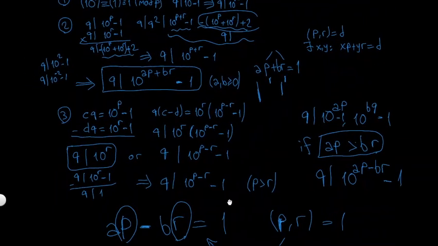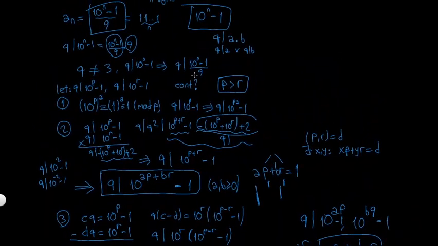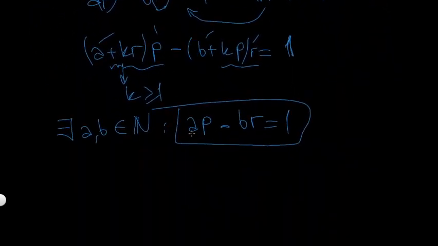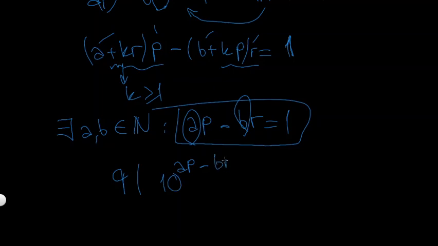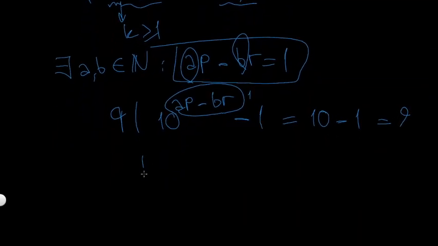So what did I say? Well, I said that if Q divides 10 to the P, it divides a multiple of it. 10 to the R, it divides a multiple of it. And these are for any multiples A and B. And if I pick this specific A and B, Q will divide 10 to the AP minus BR minus 1. And I found that for some A and B, this can be equal to 1. So this will be just 10 minus 1, which is 9. And if Q divides 9, Q is equal to 3.